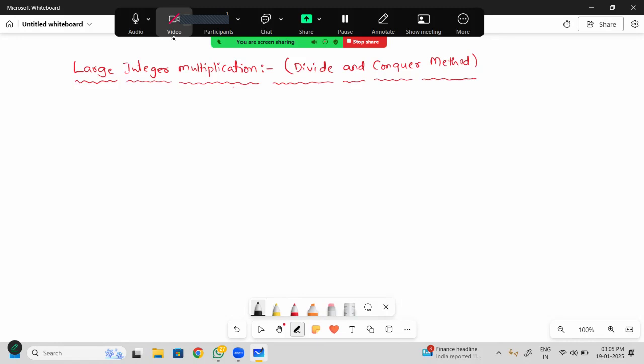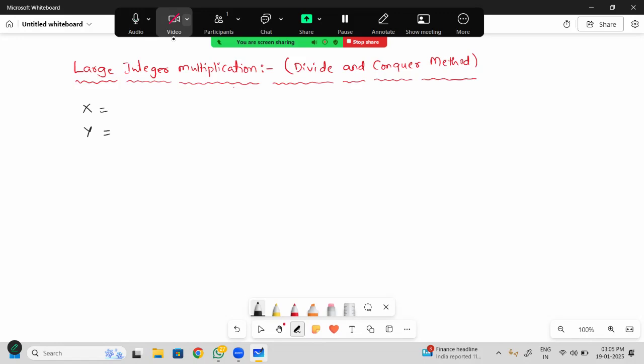Today's class we will go for large integer multiplication using the divide and conquer method. Before understanding large integer multiplication, let us know how much time it consumes to perform multiplication according to the school level. So for example, I have one integer number x and y.